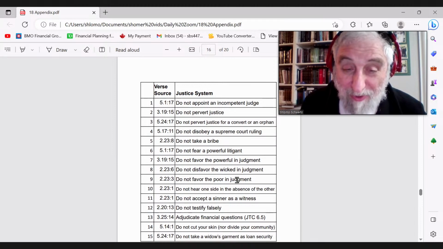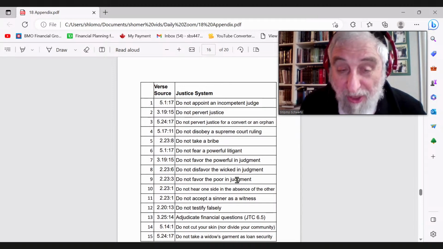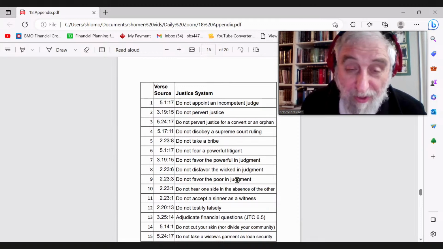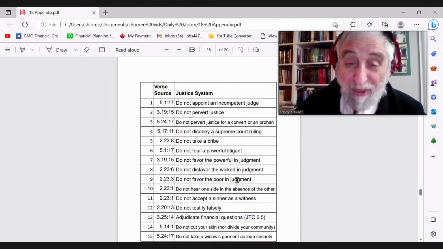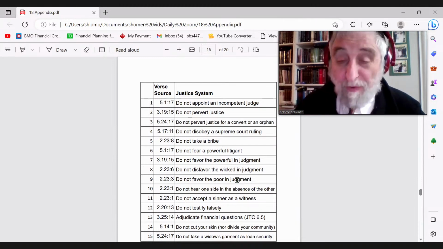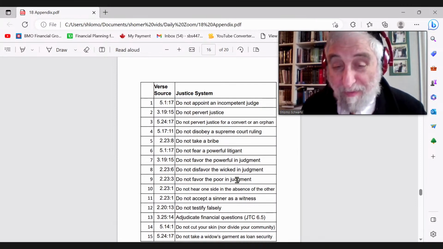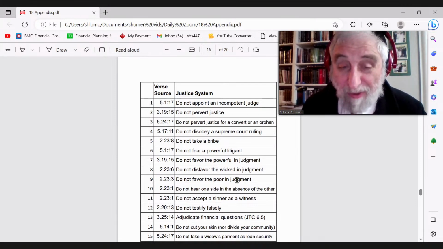Going down to number 10, do not hear one side in the absence of the other. When there's two litigants, the judge is not allowed to let anybody speak up until both sides are there. Even just being the first to say his case is considered an advantage and not allowed. So both have to be there.